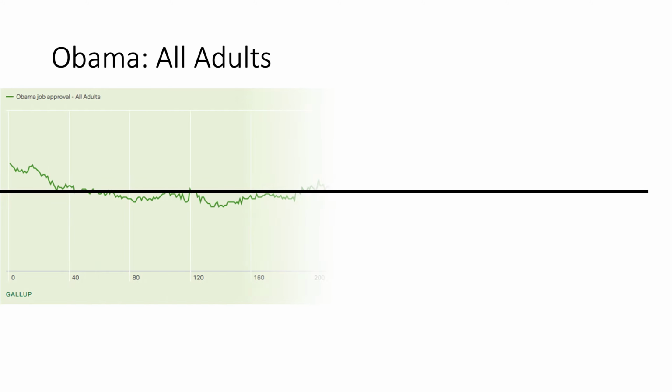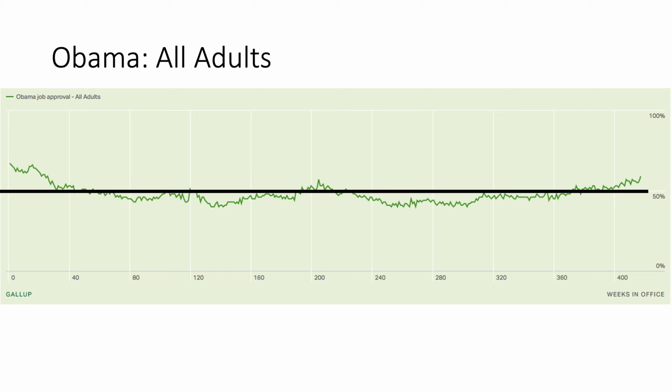All adults. And here we see a very different pattern from George W. Bush. Basically, Barack Obama is hugging that 50% line. Yes, he drops down into the low 40s at times. Yes, he bounces over 50%. You'll notice early on in his administration, he had a fairly high approval rating. Not as high as George W. Bush, but then again, we didn't have the kind of cataclysmic 9/11 event that rallied the country behind Barack Obama. But over time, he basically was fairly consistent in hugging around that 50% mark.